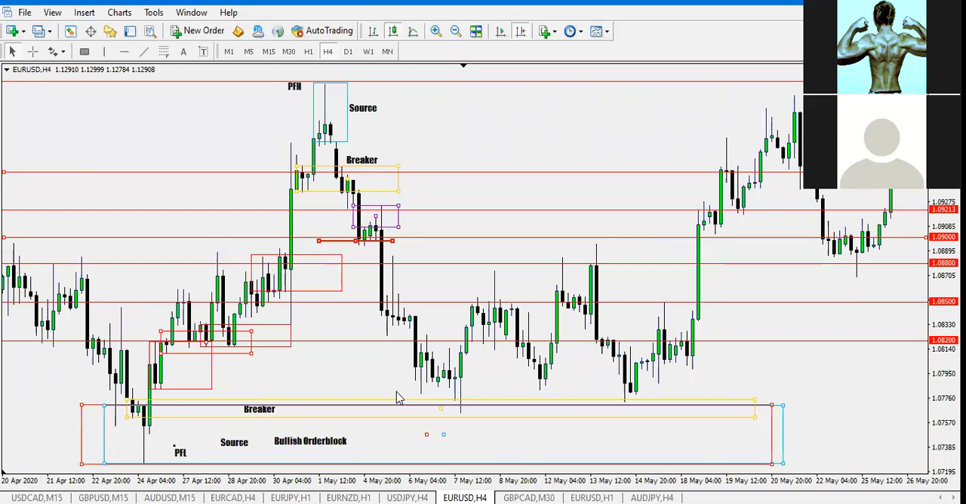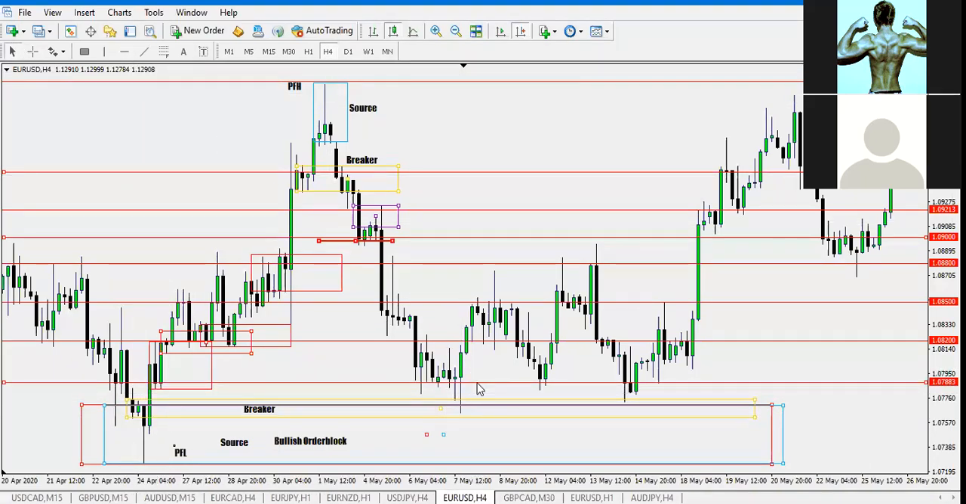When it's tested and rejected, then we can have additional confirmation as to why to take the trade. Okay, so we are trading from source to source. Notice how here price bounced off of our breaker over here, but price did not close or even try to wick through. So we can already see what price is doing.